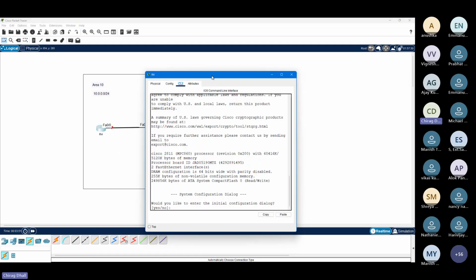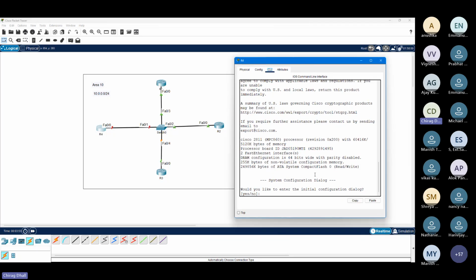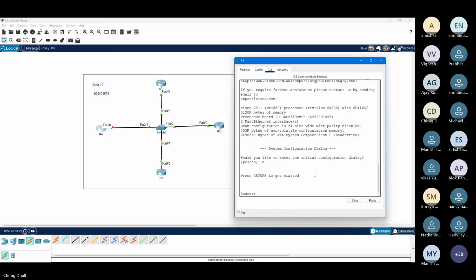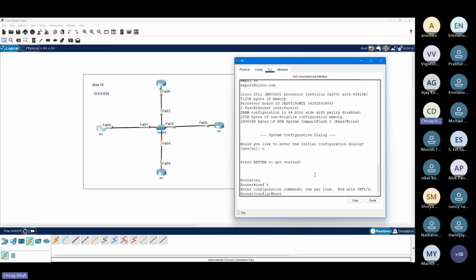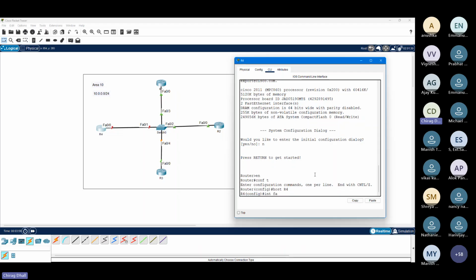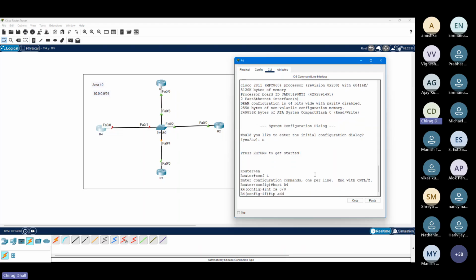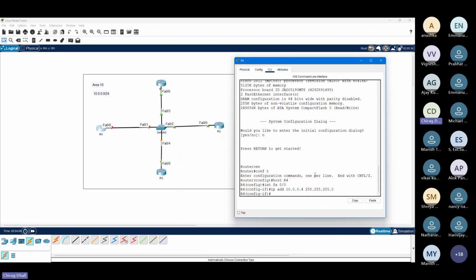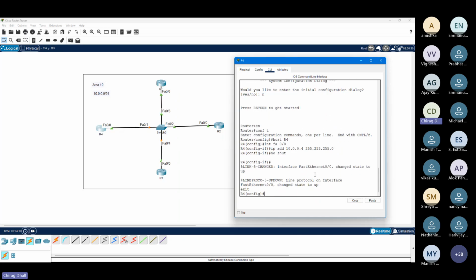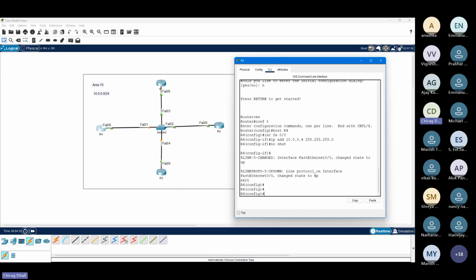Then I have router 4. I'll go to the CLI, say no. Enable, config t, hostname R4, interface FA0/0, IP address 10.0.0.4/24, no shutdown, exit. Now is the time where we enable OSPF on all the 4 routers.